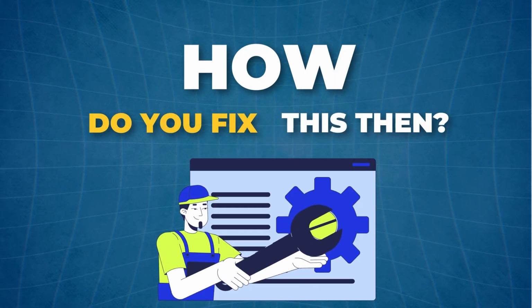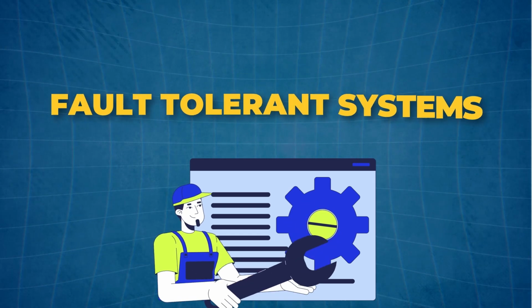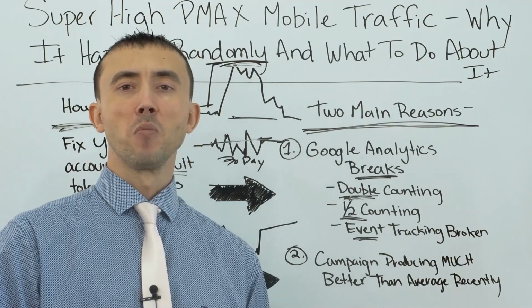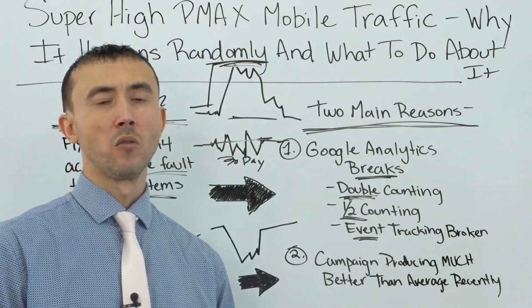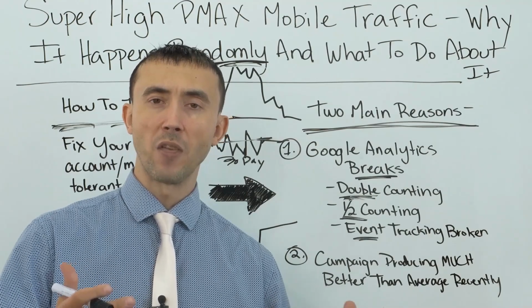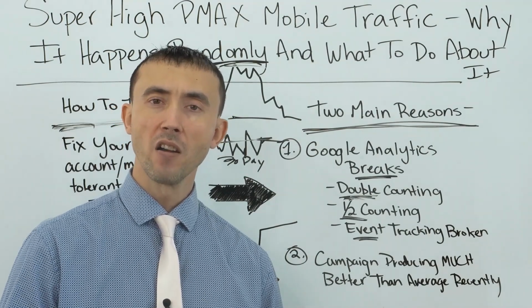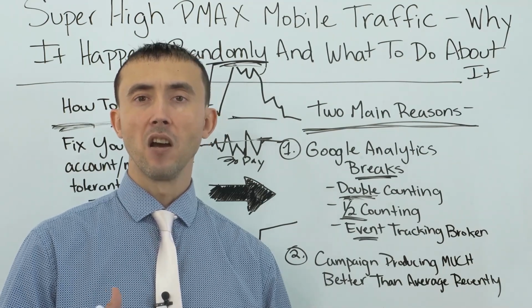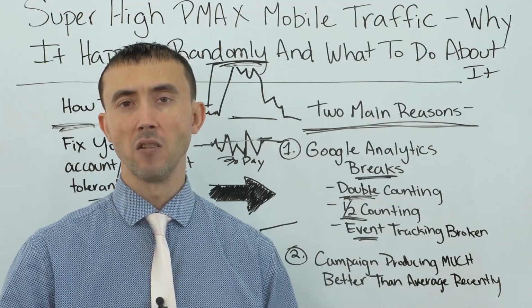Well, first of all, fix your Google Analytics 4 account and set it up so that there are more fault-tolerant systems. Find out why it's screwed up. You're using a certain plugin in Shopify to send data to Google Analytics, which you shouldn't, now, with how things are. You use the Google and YouTube app for that. But if you are, potentially think about moving away from it so that the data coming from Shopify to Google Analytics 4 doesn't break again, so to say.